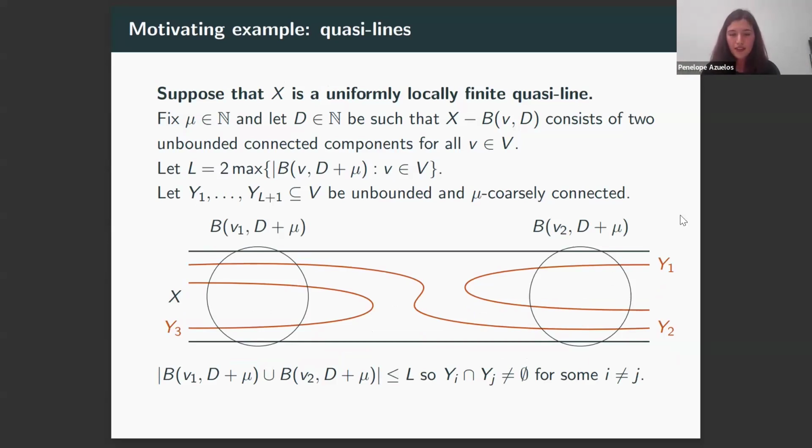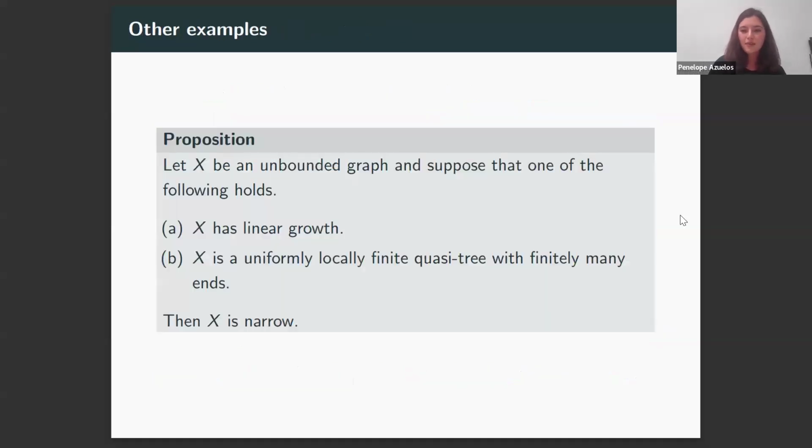Right, so that's why quasi-lines are narrow, and hopefully this gives you some idea of what narrowness is supposed to be doing. And then why bother defining it? Well, there are some other things that satisfy narrowness, and these are graphs with linear growth. The proof is different. And then uniformly locally finite quasi-trees with finitely many ends. And this time the proof is very similar to what we just did. You just have to deal with a slightly more complicated tree, but the idea is very similar. Any questions so far?